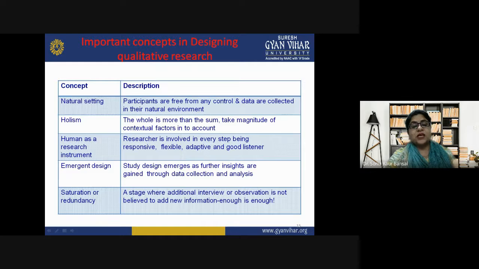Then, human as a research instrument: the researcher is involved in every step, being responsible, responsive, flexible, adaptive and a good listener. Then emergent design: the study design emerges as further insights are gained through data collection and analysis. Saturation or redundancy: this is a stage where additional interviews or observations are not believed to add new information. Enough is enough, and additional information is not needed now.